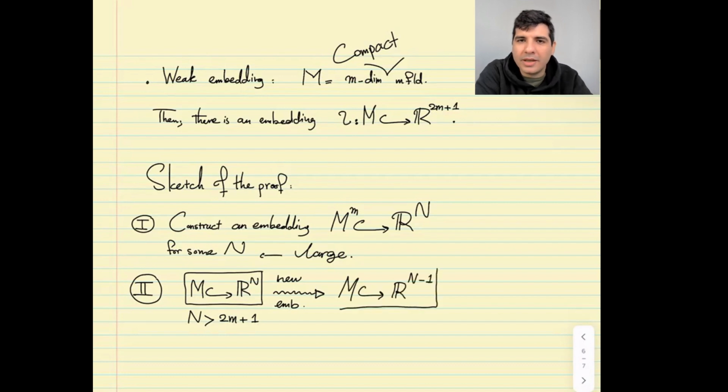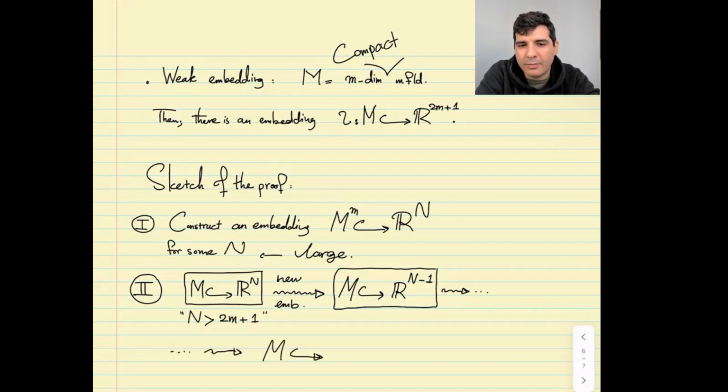Okay, so we are bringing the dimension of the ambient Euclidean space down, and we do that inductively step by step. As long as the dimension of the Euclidean space is larger than 2m plus 1, we step by step modify our embedding to bring the dimension of the Euclidean space down until we get to R^(2m+1). When we get there, we've finished the proof of the weak Whitney embedding theorem.